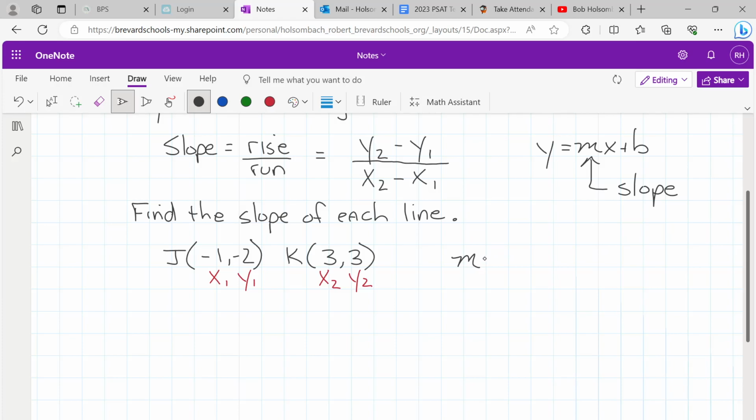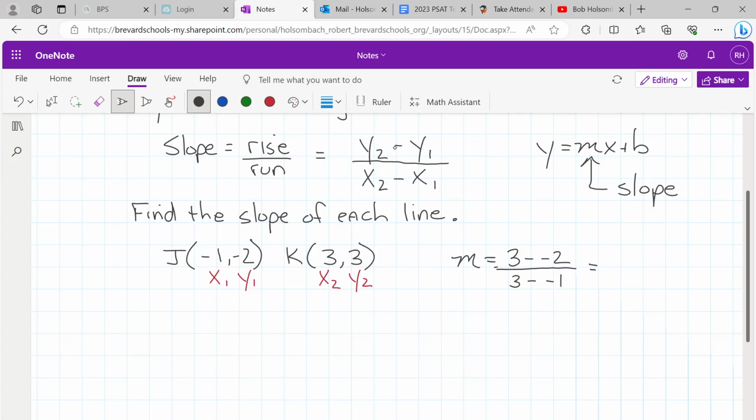So we're going to use the m here. So we're going to take our y sub 2, which is 3, minus our y sub 1, which is -2. And we're going to divide that by our x sub 2, which is 3, minus our x sub 1, which is -1.